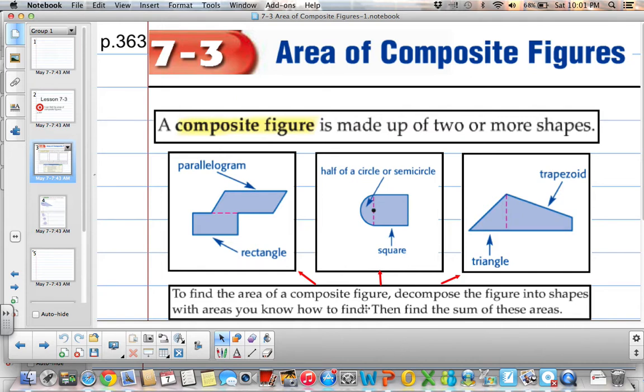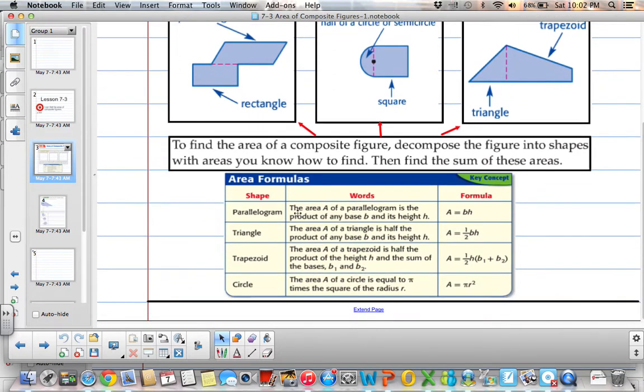So when we want to find the area of one of these figures, the whole entire thing, what we need to do is figure out how we can break it up into shapes that we already know how to find the areas of. So for example, we can try to break it up into parallelograms, triangles, trapezoids, and circles because we know how to find the area of all of those shapes.